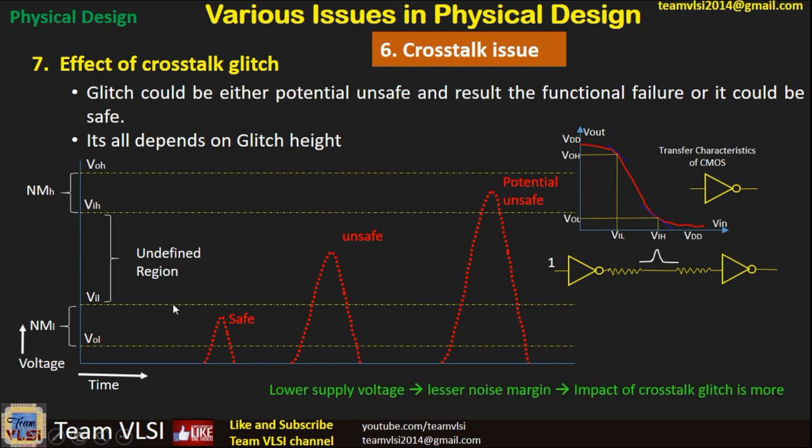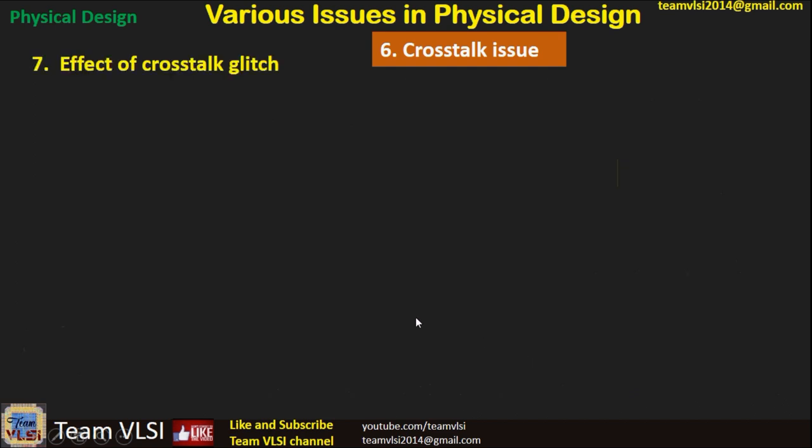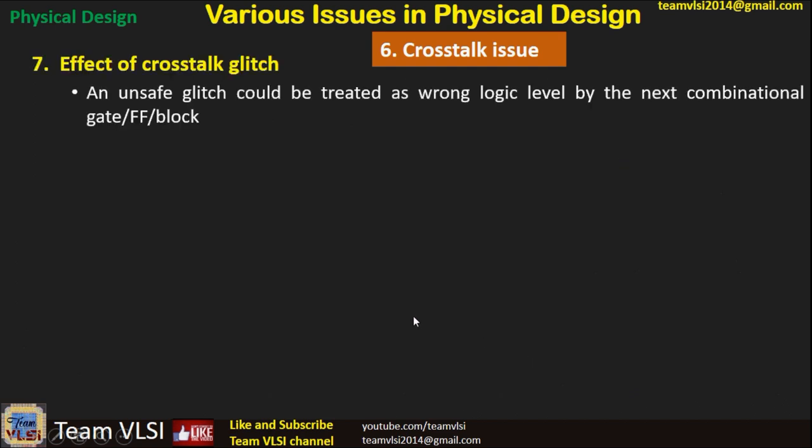Again, we have seen that as our technology node shrinks, we scale down our supply voltage also. So by lowering the supply voltage, lesser noise margin will be available here. And if noise margin is lesser, the impact of crosstalk glitch is more, because this noise margin is going to shrink. So this is the effect of crosstalk glitch.